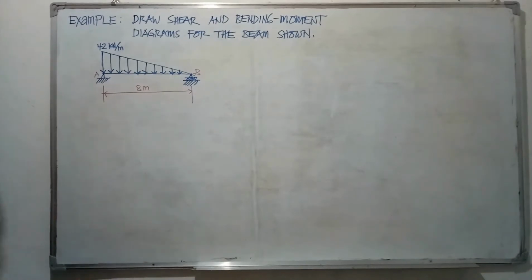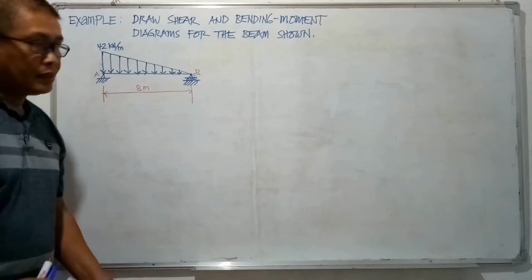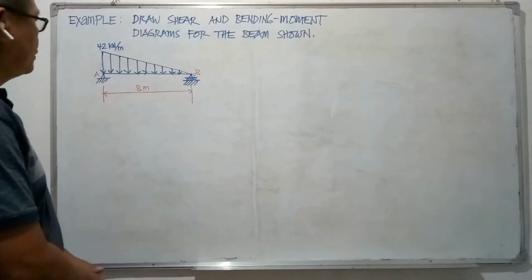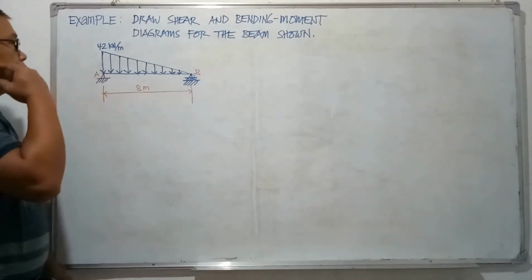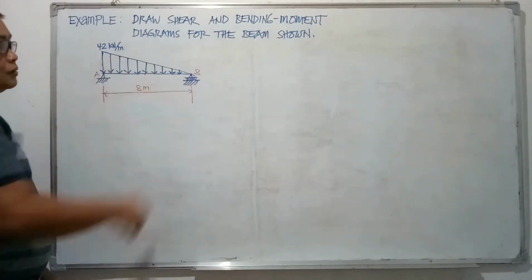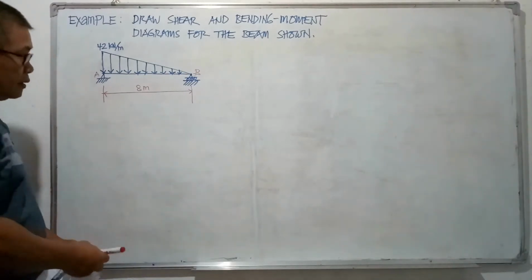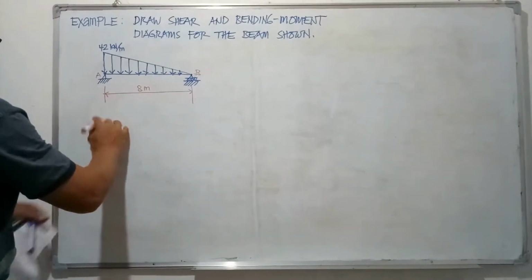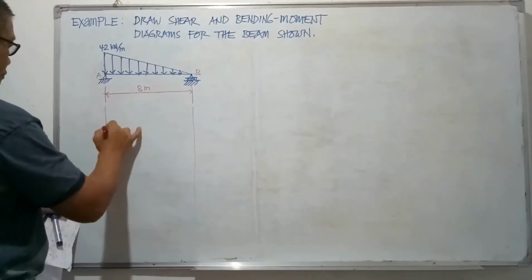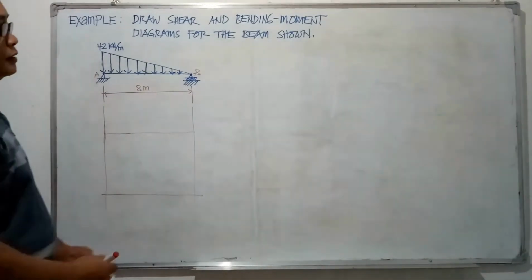The span of the beam is 8 meters, and the loading is varying from a maximum at B of magnitude 42 kilonewtons per meter to 0 at A. Okay, we'll just reserve the space for diagrams.